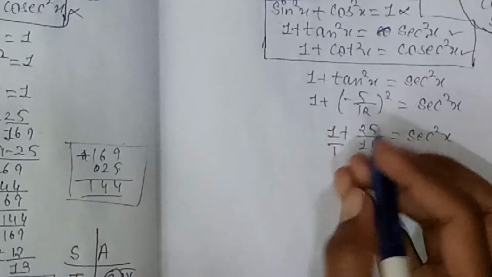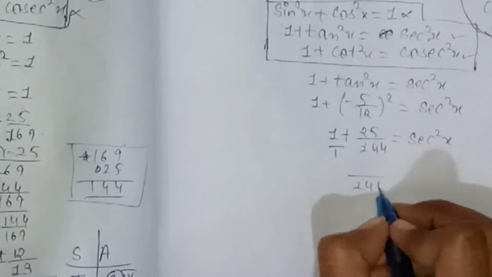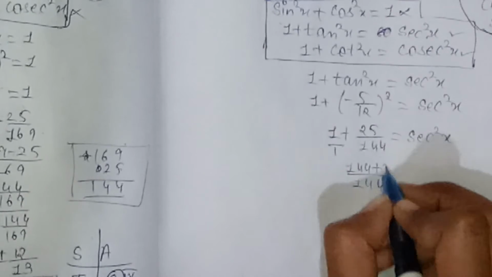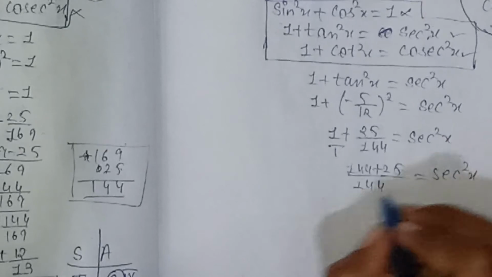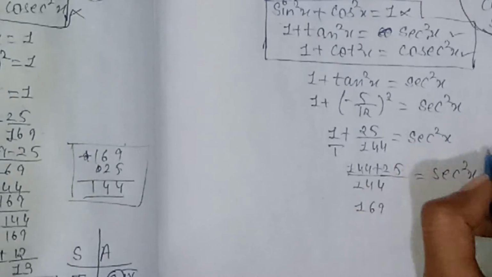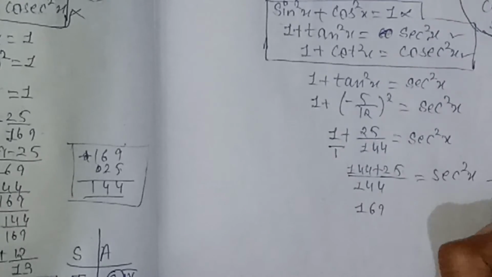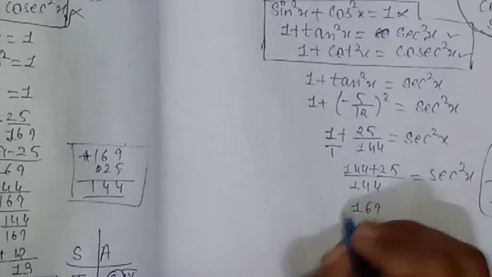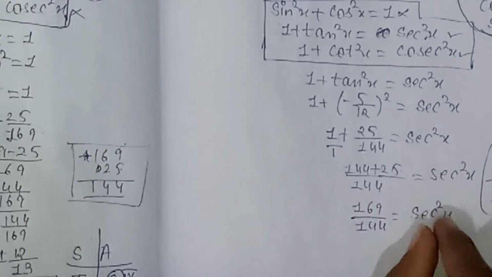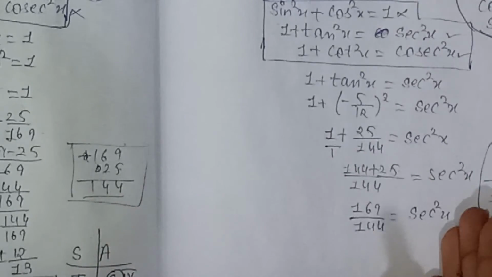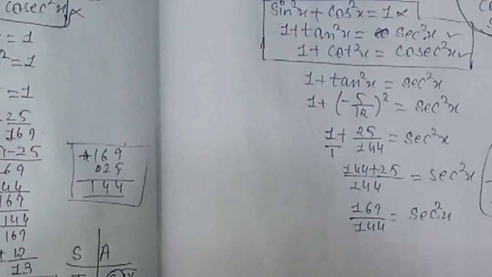What can we do next? We can take the LCM. So 1 and 144 gives 144. 144 plus 25 is secant square x. So 144 plus 25 is what? 169. How is 144 plus 25 169? 4 plus 5 is 9, 4 plus 2 is 6, 1, so 169. So over 144, secant square x. Now send secant square x to this side, because what we are finding should be on the left-hand side.